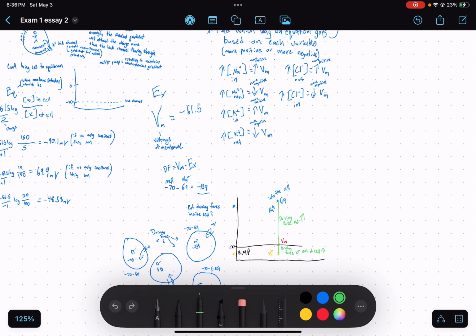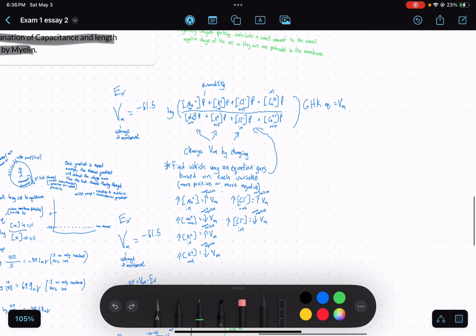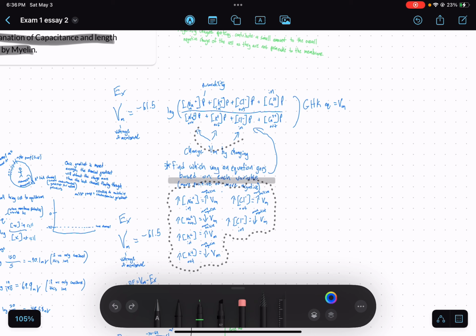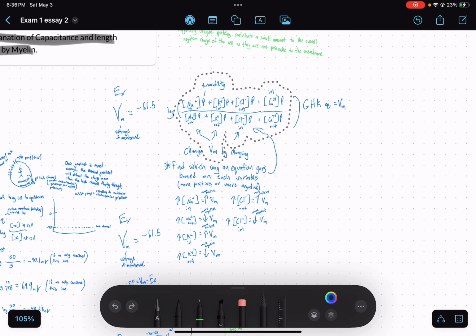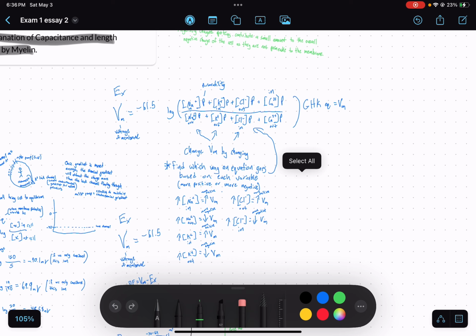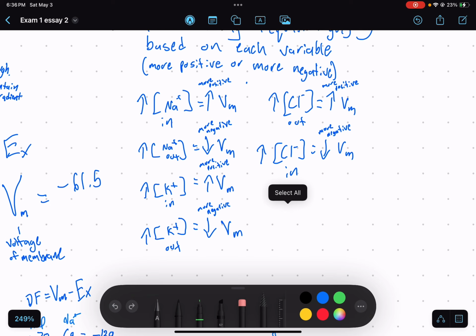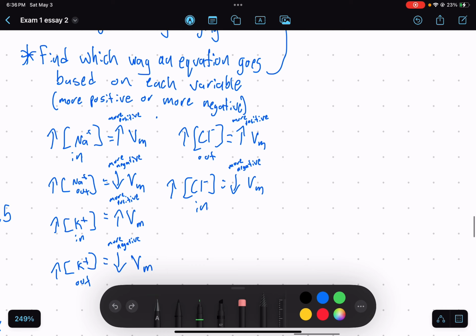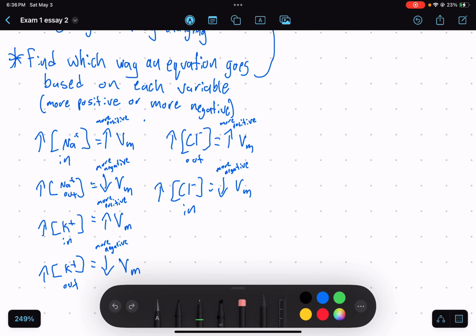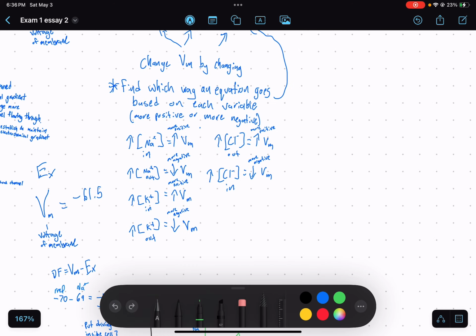And then this is just showing you some correlation with the equation here, such as if you increase intracellular sodium, you're going to affect the VM by making it more positive. If you increase the sodium out, it's going to make it more negative. And then just showing you with each stimulus: if you increase potassium in, more positive, increase potassium out, more negative, increase chloride in, more positive, increase chloride out, more negative, and so on.